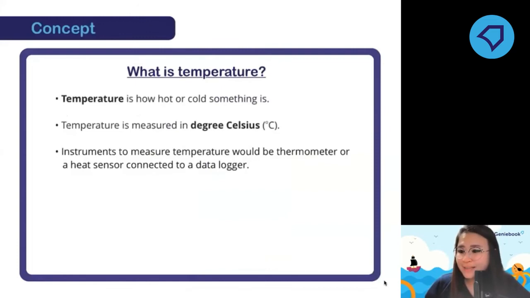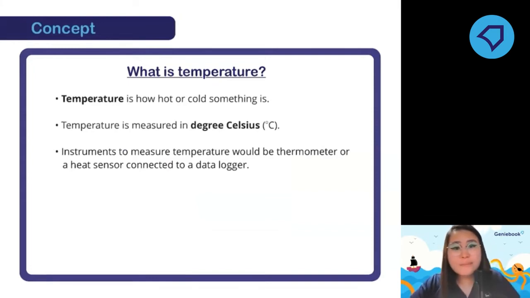Here, what is temperature? Now that we learned about heat, what heat does and sources of heat, what can we tell about temperature? Basically, temperature tells us how hot or cold something is, and we measure it in a very specific way called degrees Celsius. This is a standard form. There is no other way of measuring for your examinations.